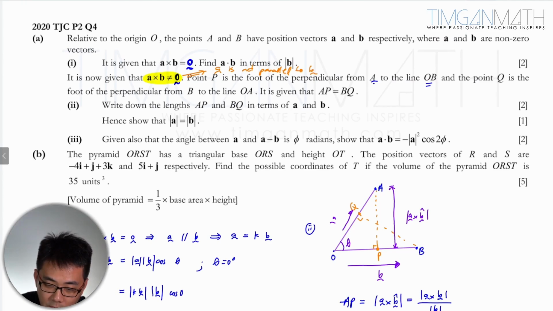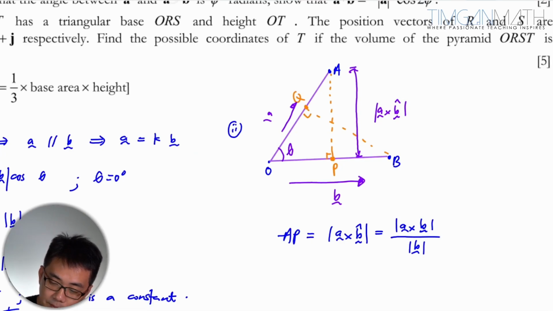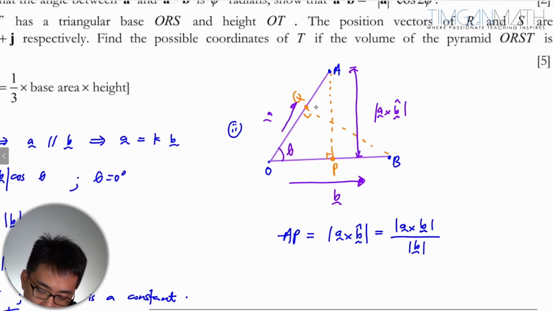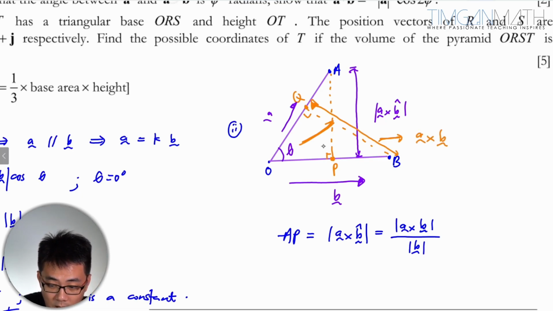Then you have Q, the foot of the perpendicular from B to the line OA. Write down BQ. So BQ is here. Same thing, magic triangle. This will be the cross product. So this is A cross B. This time round, you see this is also the cross opposite. This will be the hypotenuse now. So don't unit vector the hypotenuse, you unit vector the adjacent side.